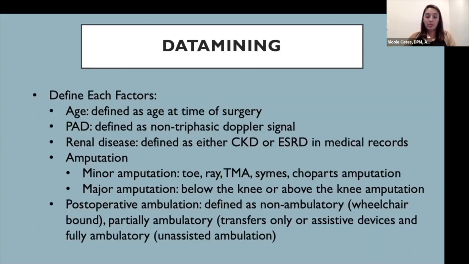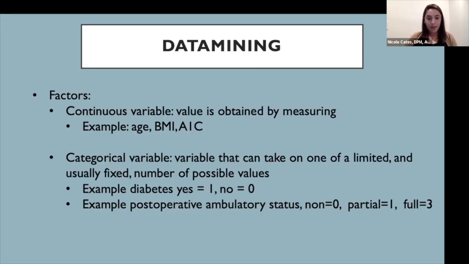And then for post-op ambulation, how are you defining that? So you want to define it as possibly non-ambulatory, partially ambulatory, fully ambulatory, and you can break this down into further categories. So you have to figure out the best way you're going to define each of these, and then that's how you're going to data mine it. And then a way to think about these factors is there's continuous variables and categorical variables. So continuous variables, I like to think of as they're on a spectrum. They just keep going, right?